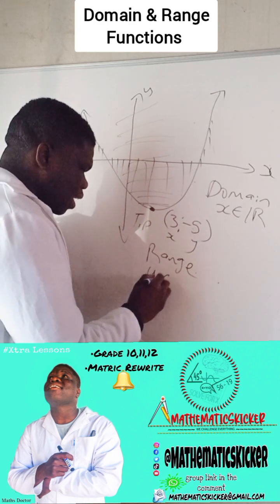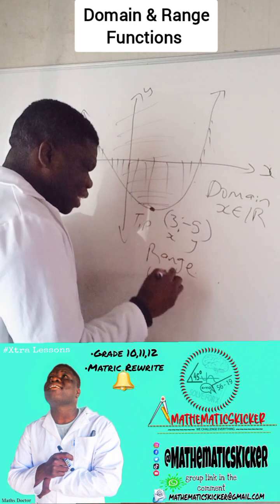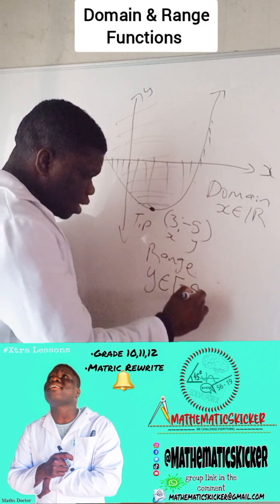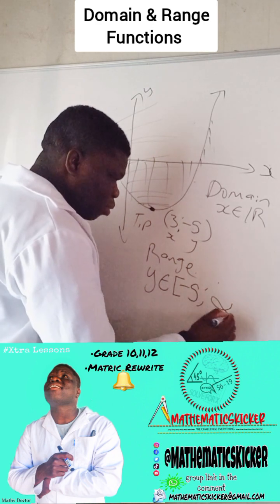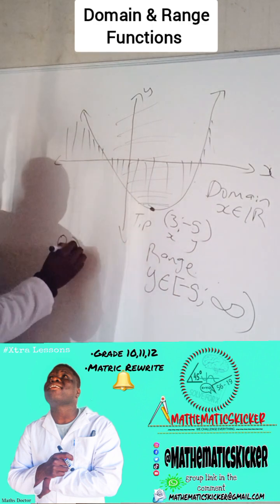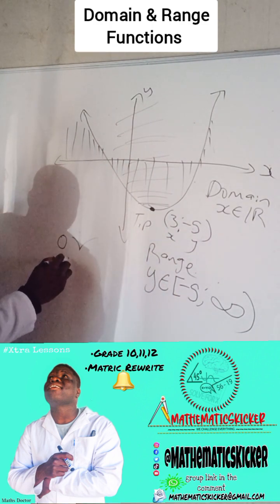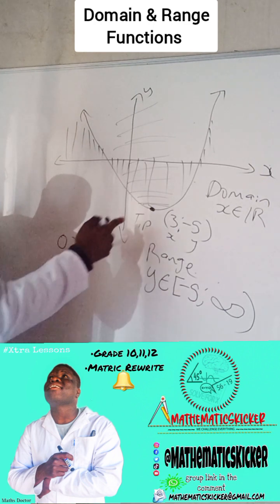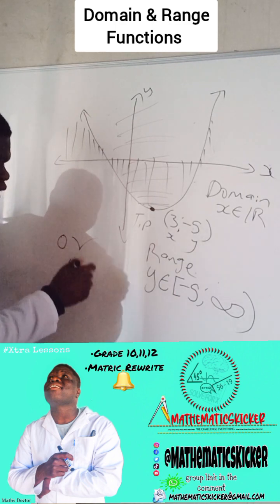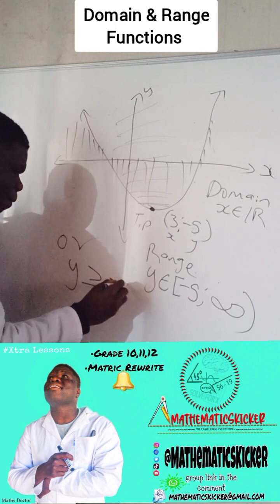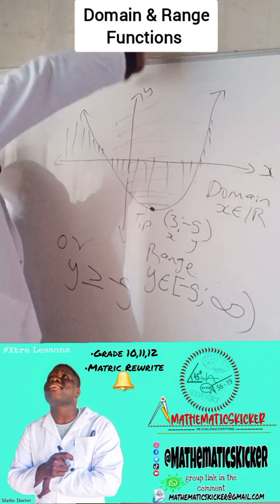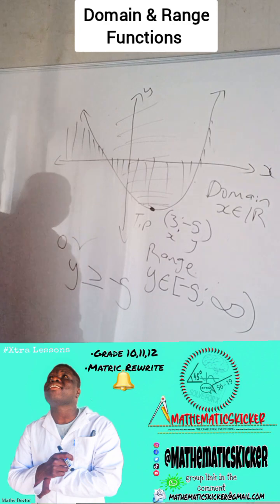We say the range is what? Y is the element of what? They start from the smallest one, -5. It's also included, up to positive infinity. Just write infinity, right? Or someone can write it this way: y is greater than or equal to -5. Y is not going to be less; it's going to be greater than or equal to -5. If you're going up, those y values are this side, right? That is how we write the domain and range.